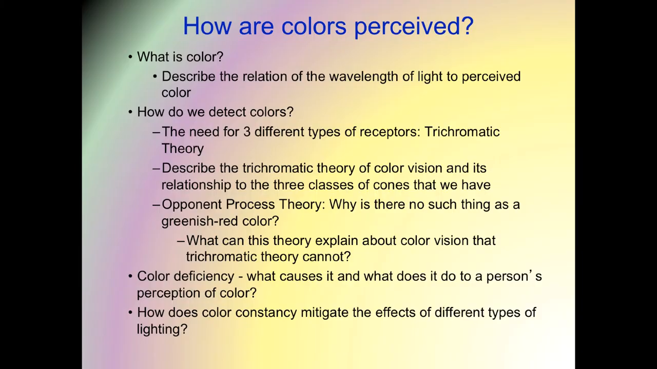So let's take a look in chapter 6 at how colors are perceived. We'll look at what color is, how do we detect colors. We're going to focus on trichromatic theory. And we will look also at opponent process theory.